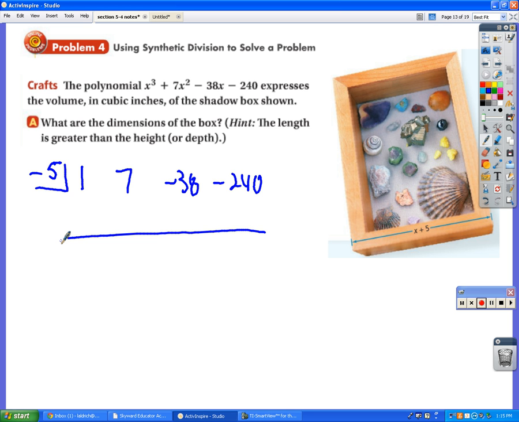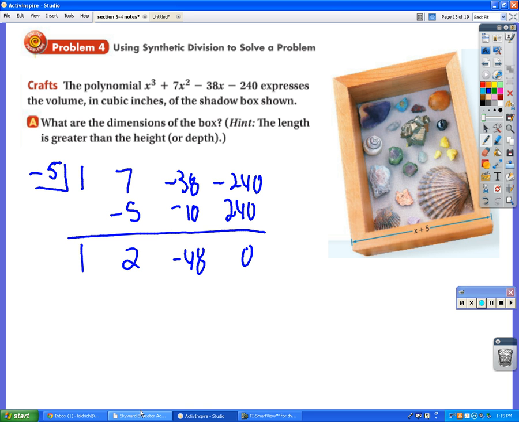What's my first thing? Bring down the 1. Yes. Do you still bring the first number down if it's not a 1? Yes. Good question. Okay. Negative 5 times 1 is negative 5. 2. Negative 10. Negative 48. And then 240 gives me 0. Rachel? You have a question?